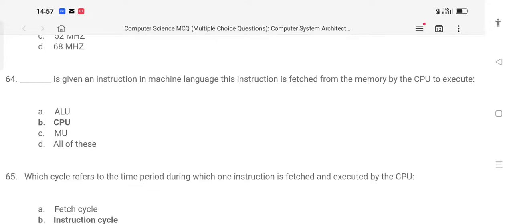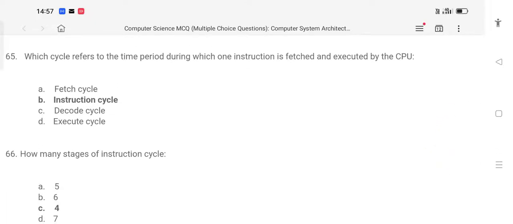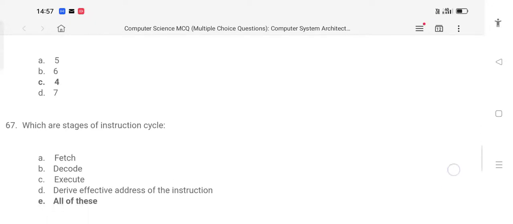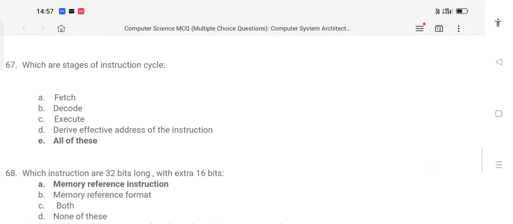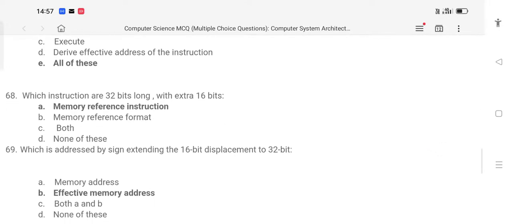Dash is given instructions in machine language, and instructions are fetched from the memory by the CPU to execute. Which cycle refers to the time period during which an instruction is fetched and executed by the CPU? Instruction cycle. How many stages of instruction cycle? 4 stages. Which are the stages of instruction cycle? Fetch, decode, execute, derive effective address of the instruction. All of this. Answer all of this.